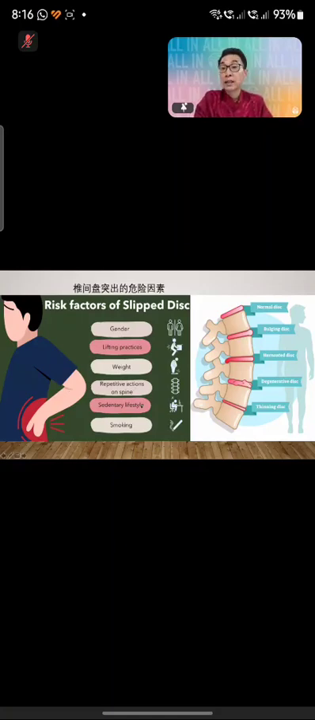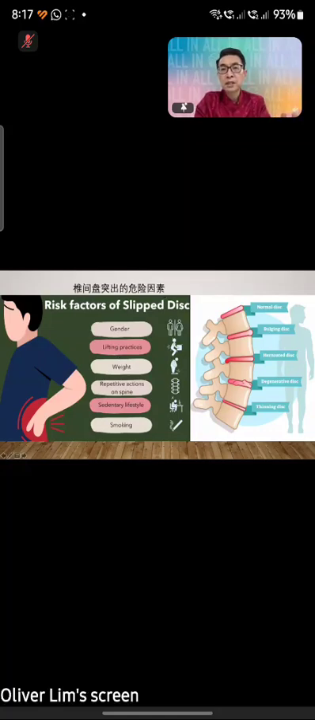Repetitive spine action, sedentary lifestyle. When you're not exercising, you're not exercising your spine, and you're not exercising the muscle supporting the spine. And when you need your muscle, it is not there to support the spine. Your spine carries the weight, the whole thing will come off. And of course smoking. Smoking is related to everything, right? This is the obvious one.